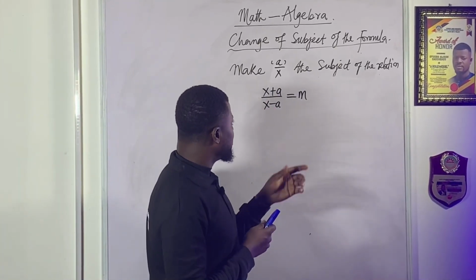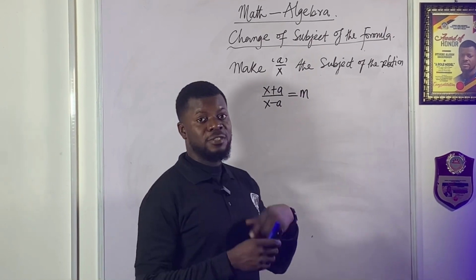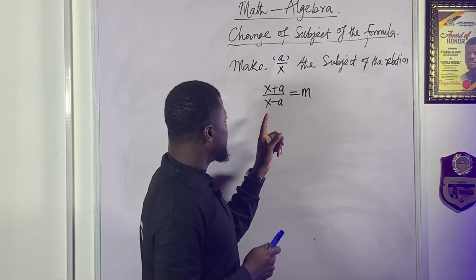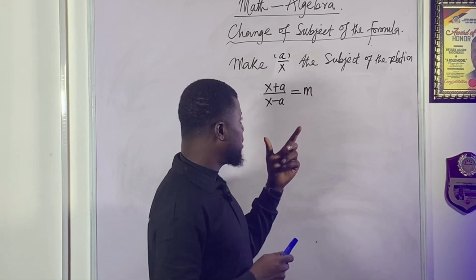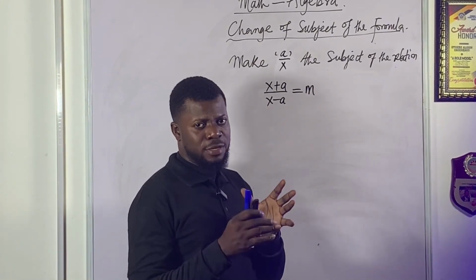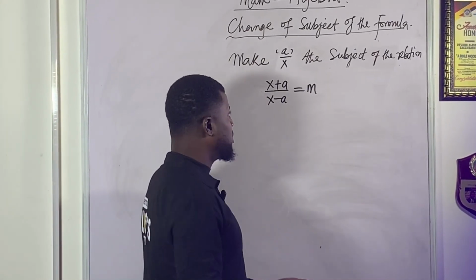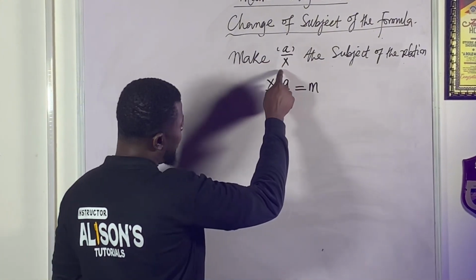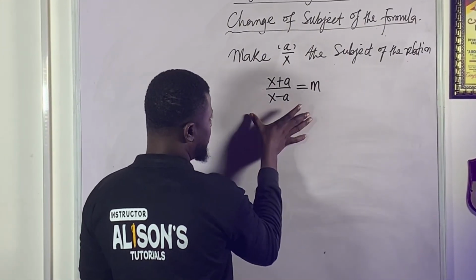So if at any point in time you come across this problem, whether you're preparing for SAT exams or for WAEC, NECO, JAM, as the case may be, it may look a bit tricky, but don't worry, I'm going to show you how to walk through this. We want to make e over x the subject of the relation in this problem.